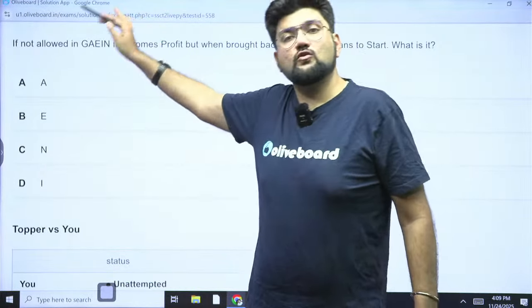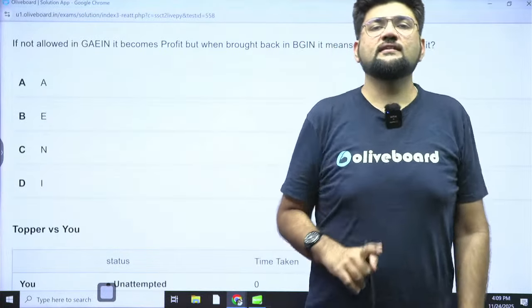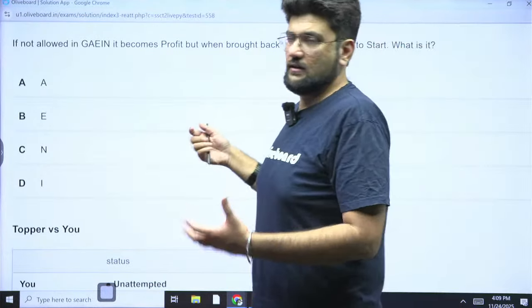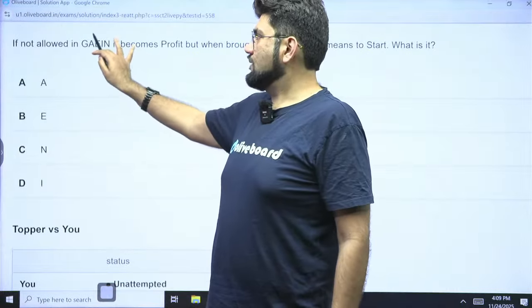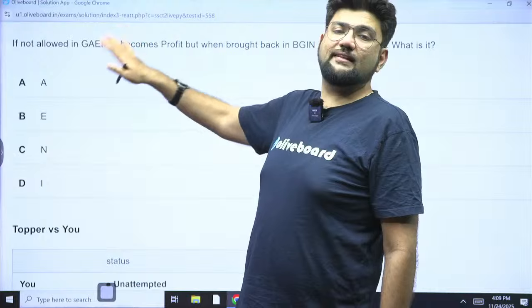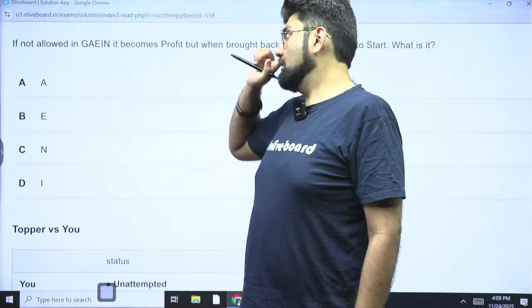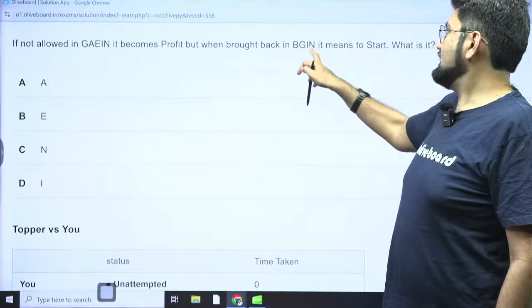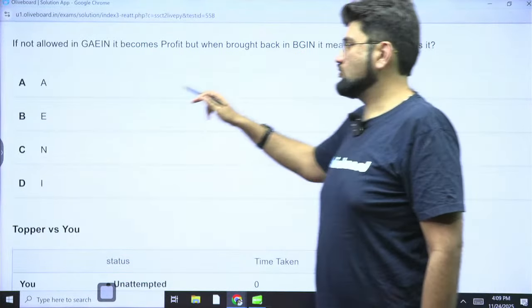But the moment you switch to the options is when you realize that they are asking about a single letter in terms of a riddle, where that letter needs to be removed from here and needs to be added here, the same letter, which will make them meaningful, and the meanings are also mentioned here. So if I remove E from here, this will become gain, which is profit, and if I add E here, this will become begin, which is start. So option B, E is the correct answer.